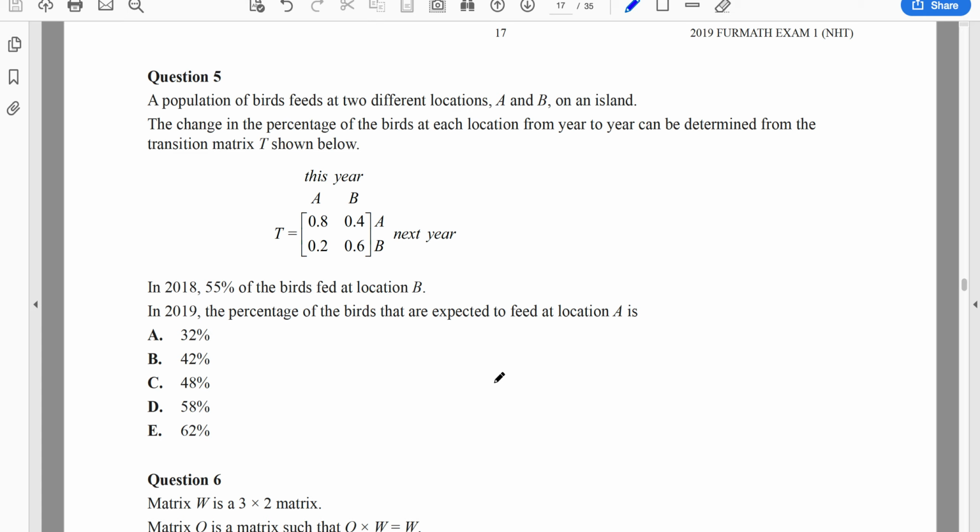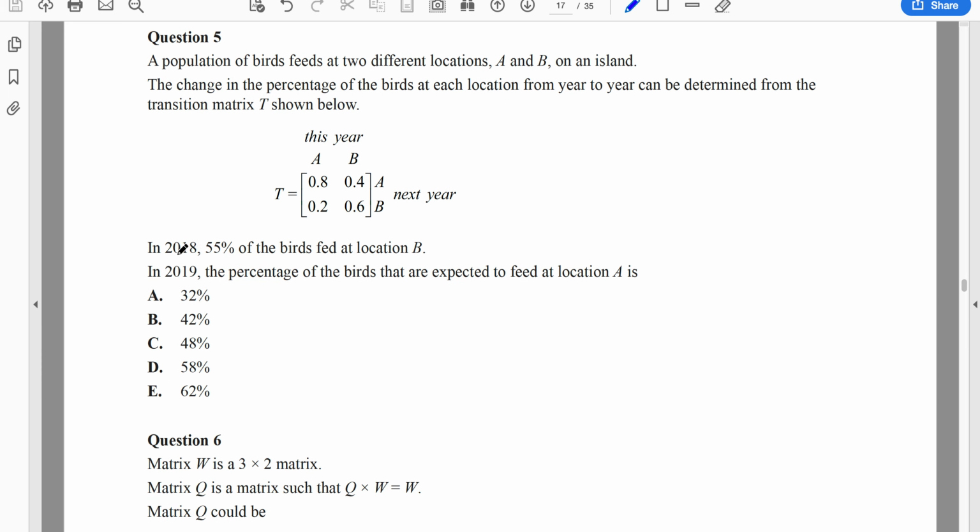So number 5 in matrices, we're given a transition matrix and we're given information about the population of birds feeding at 2 different locations. We're told that in 2018, 55%, so I'm just going to call this S 2018, 55% of the birds fed at location B, which means, of course, that 45% must have fed at location A, given it has to be the rest of them.